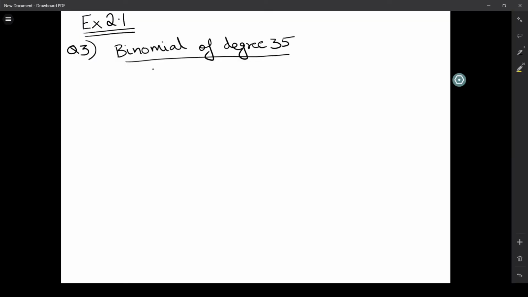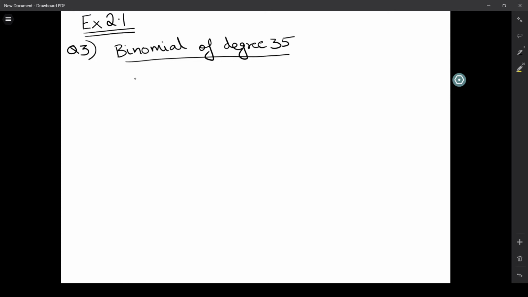Question number 3 is asking us to give one example each of a binomial of degree 35 and a monomial of degree 100. Now, if we recall, a binomial is nothing but a polynomial with two terms. The degree of a polynomial is the highest power of the variable in the polynomial. So which means we want a polynomial with two terms, and the highest power of the variable in this binomial should be 35.